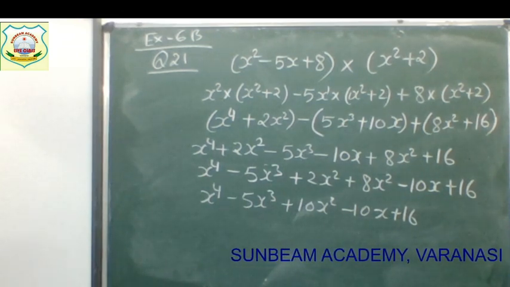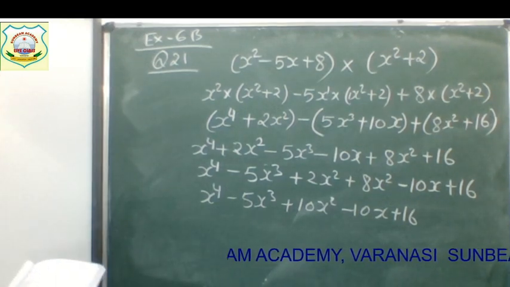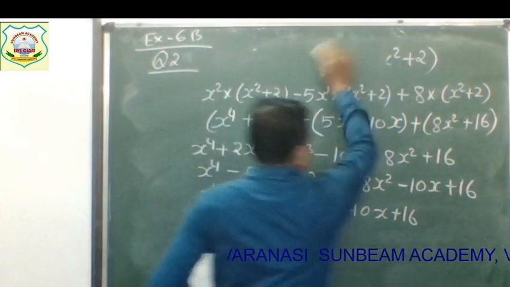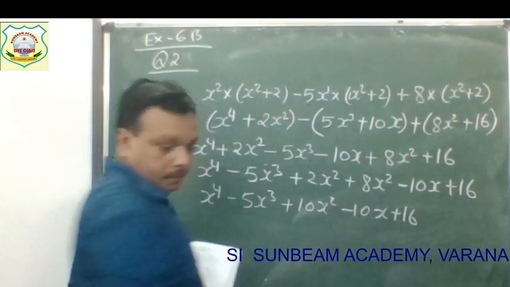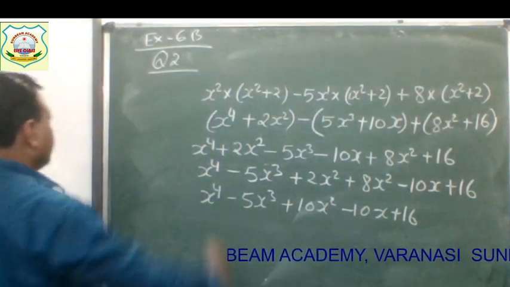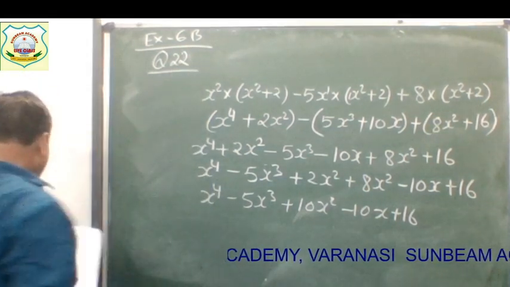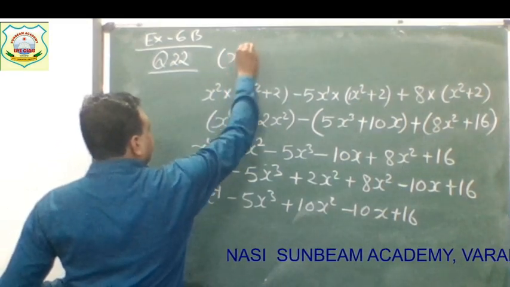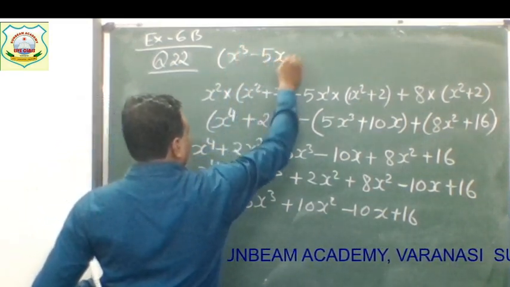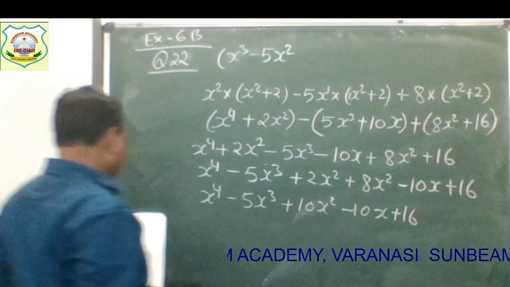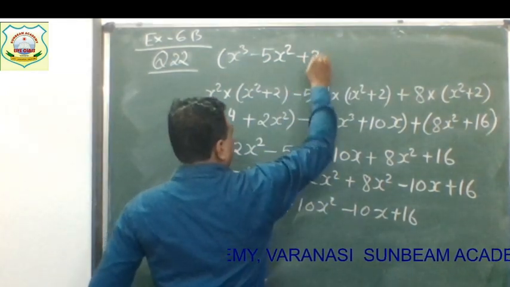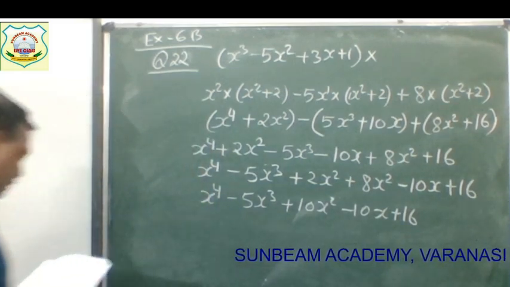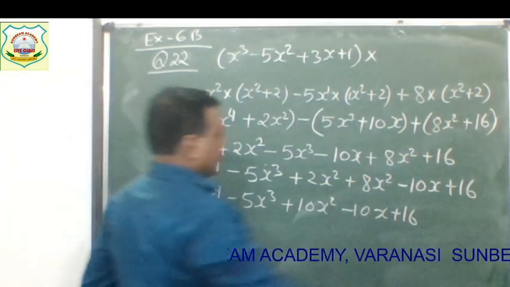Hope you will note it. Okay. Question number 22: x cube minus 5x square plus 3x plus 1, multiply x square minus 3.